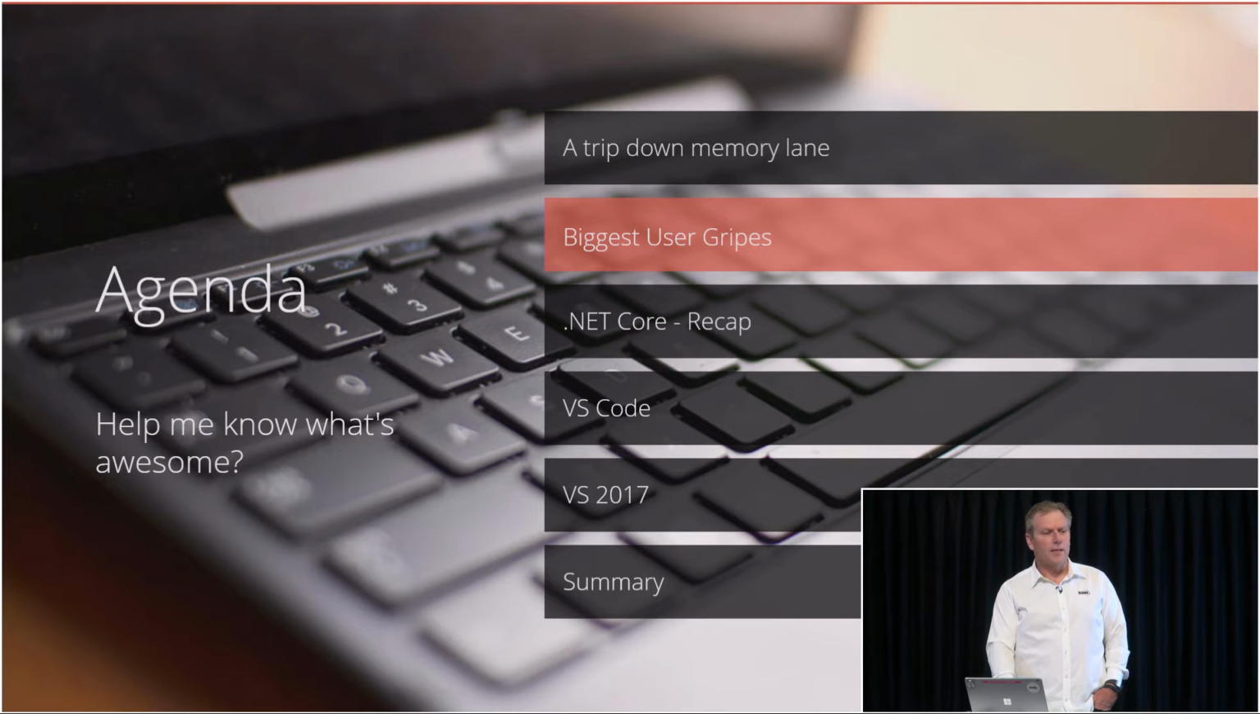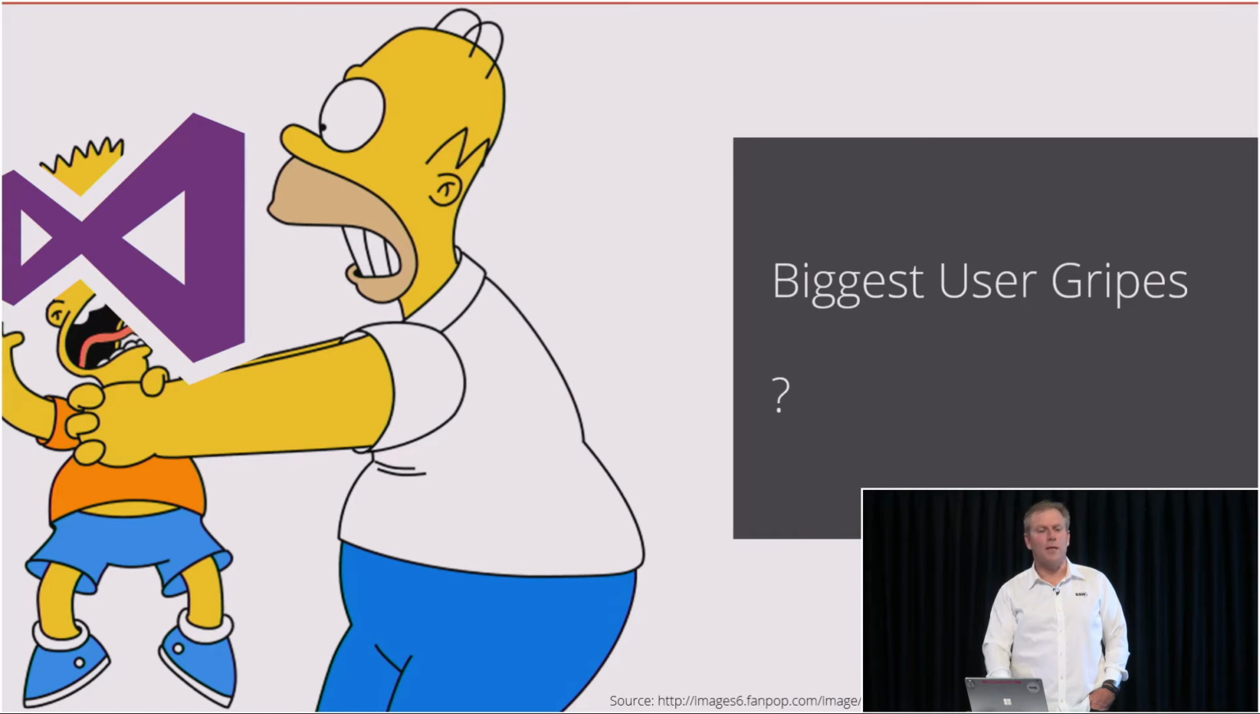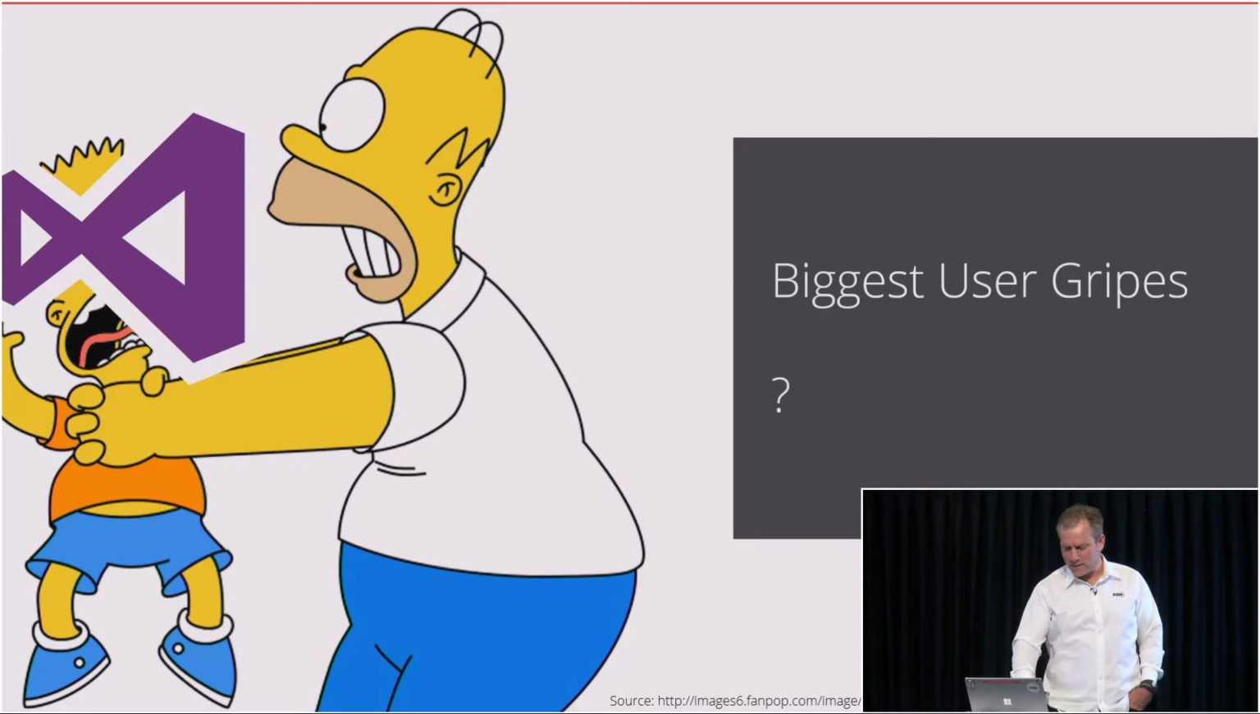So let's go through. I've divided this talk up into a few sections tonight, but the first section, let's talk about the biggest gripes, because I'm always interested to know, does the new version fix the biggest things people are whinging about? Here are the biggest user gripes, and where do you think I got them from? User voice. User voice, excellent.